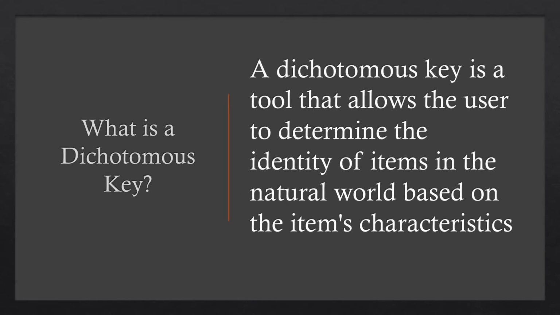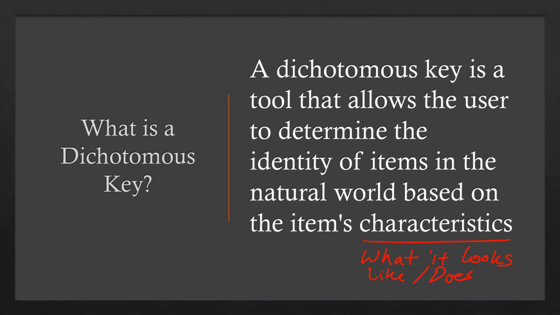So your first question you're probably asking is, what is a dichotomous key? A dichotomous key is a tool that allows a user to determine the identity of an item in the natural world based on the item's characteristics or its physical features. So what it looks like or does. So we're looking at the phenotype.